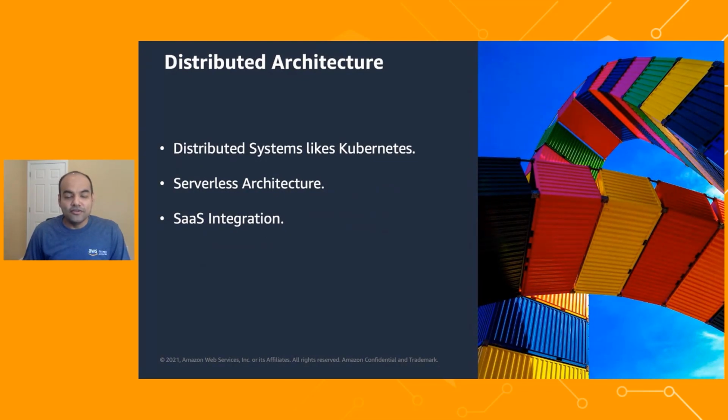Today, with the rise of distributed systems like Kubernetes, visibility is even harder. Even though Kubernetes gives a lot of flexibility for scheduling, it takes away the visibility we used to enjoy in the past. Serverless architectures like Lambda are another piece in the puzzle. Getting the logs from the function as a service is a must-have requirement. Lastly, software as a service integration is another challenge for observability.